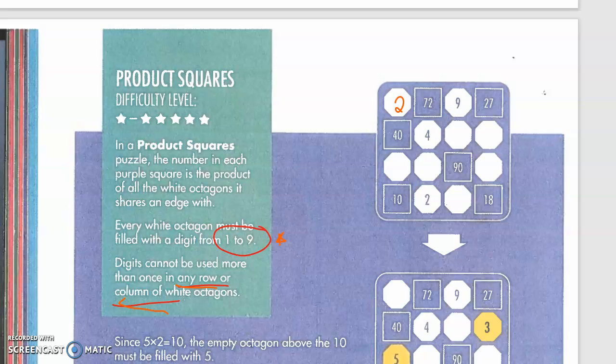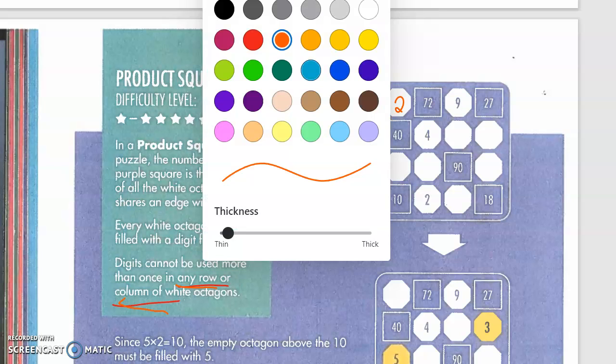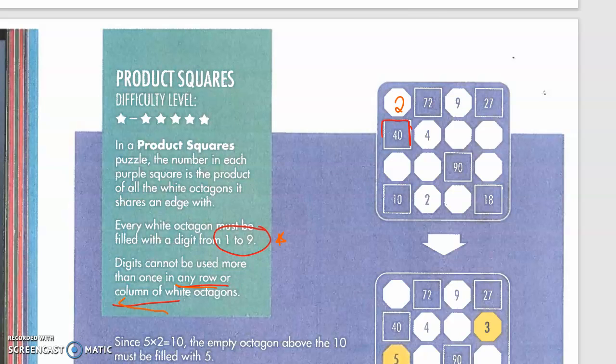That then helps me find out what could happen with the 40. 40 must be the product of these three octagons. And 2 times 4 is 8, which means that must be a 5 right there. That also helps me double check that 10 is 5 times 2, and so that makes sense.